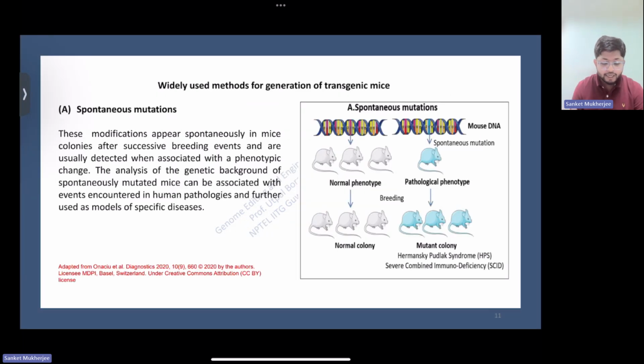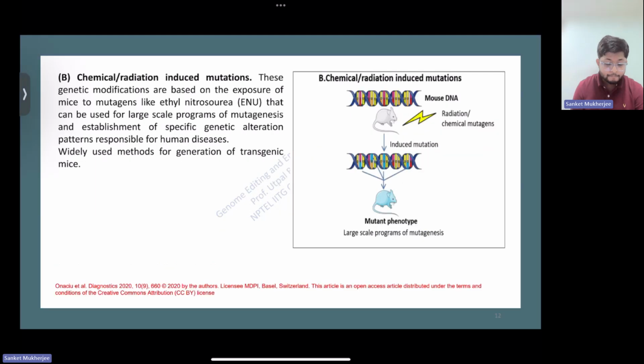Now, what are the widely used methods for generation of transgenic mice? It's spontaneous mutation. These mutations appear spontaneously in the mice colonies after successive breeding events and are usually detected when associated with a phenotypic change. The analysis of the genetic background of spontaneously mutated mice can be associated with events encountered in human pathologies and further used as models of specific diseases.